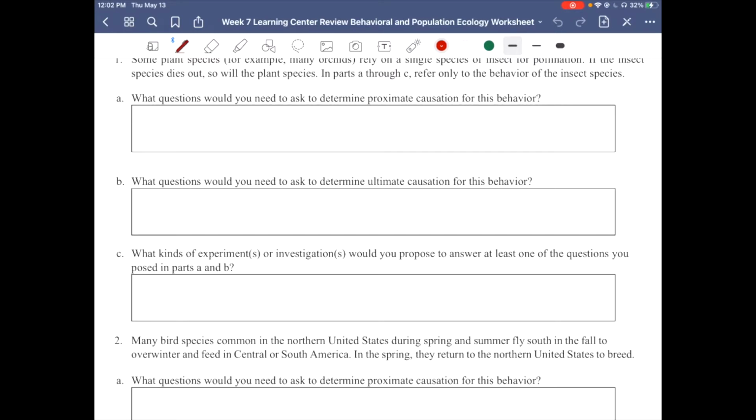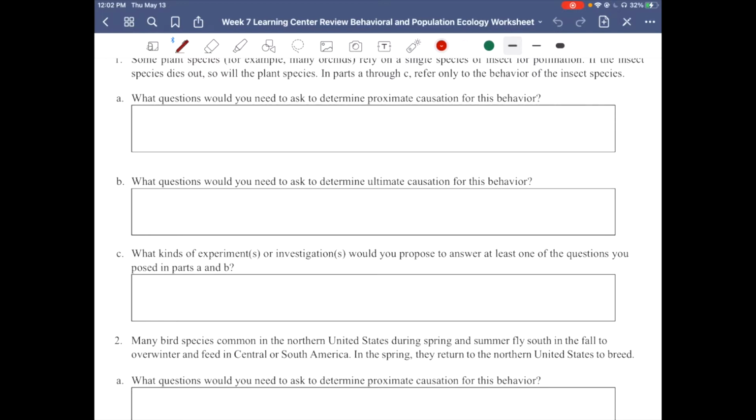So, can anyone tell me what proximate causes are versus ultimate causes? All right, I see a chat. It says genetic causes, and ultimate causes would be like evolutionary causes.